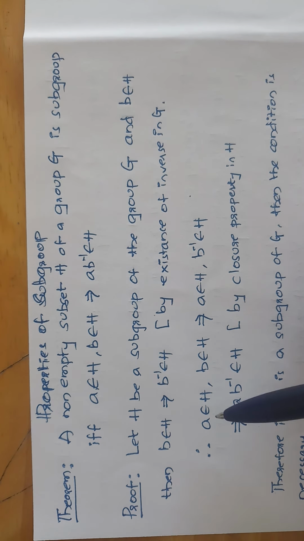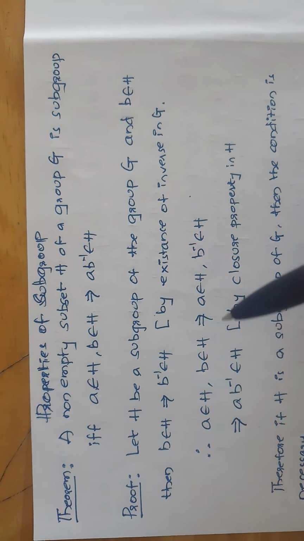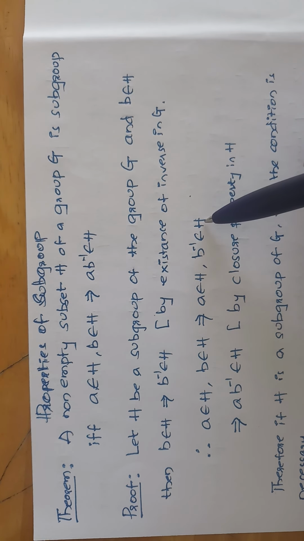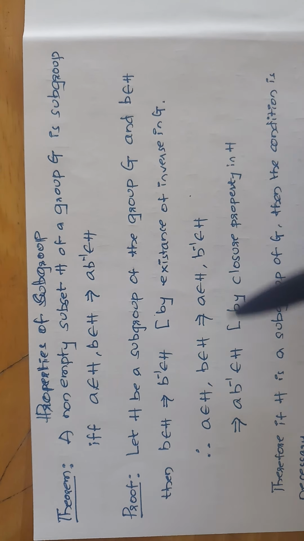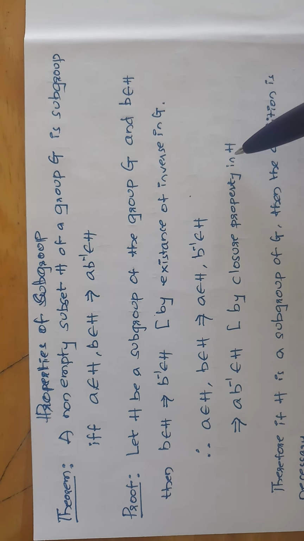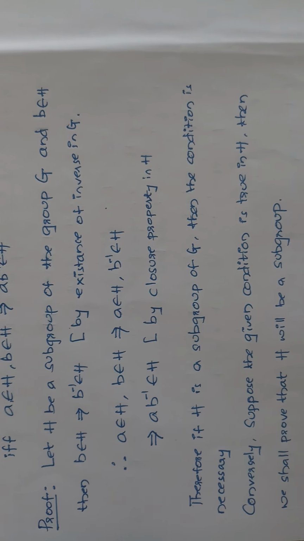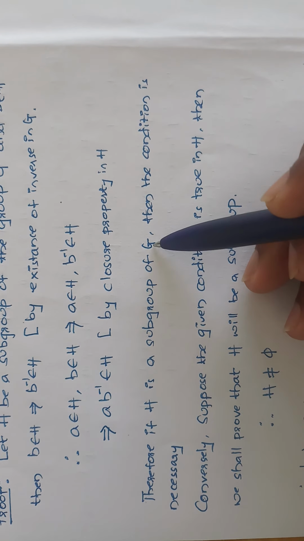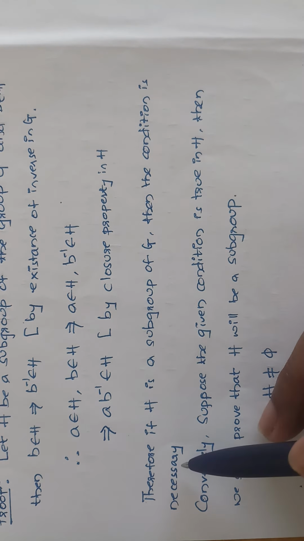Okay, so therefore a belongs to H and b belongs to H implies that a belongs to H and b inverse also belongs to H. Okay, so the product of these two also belongs to H by the closure property in H. Therefore, if H is a subgroup of G, then the condition is necessary.